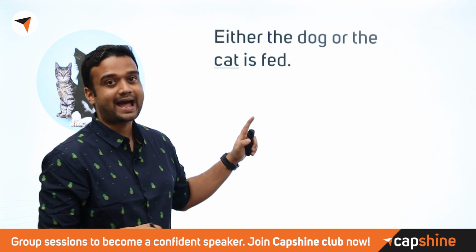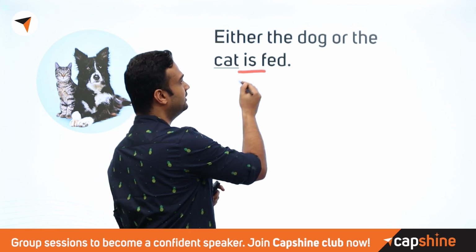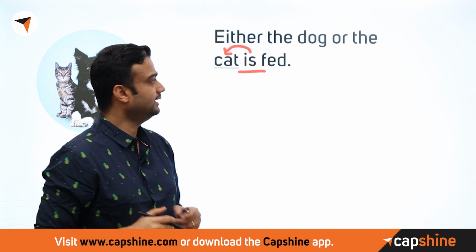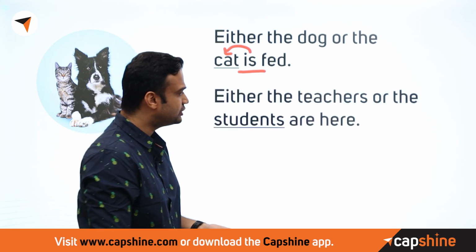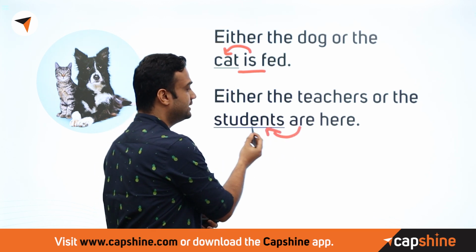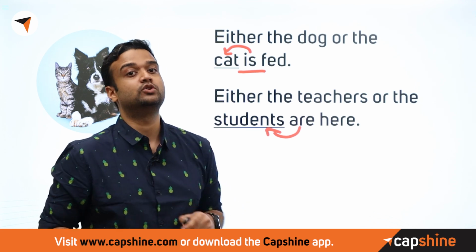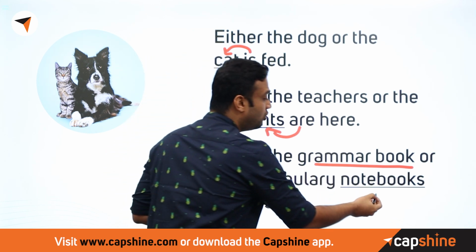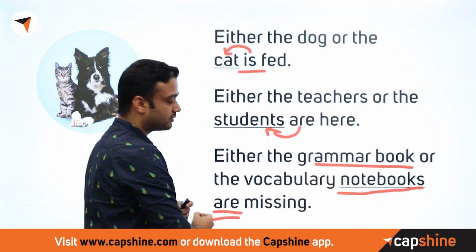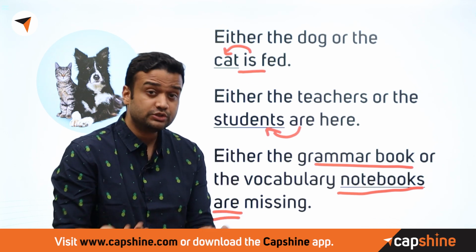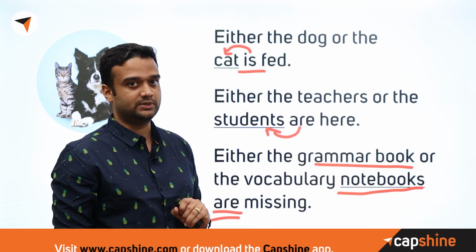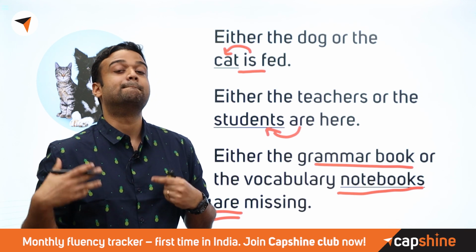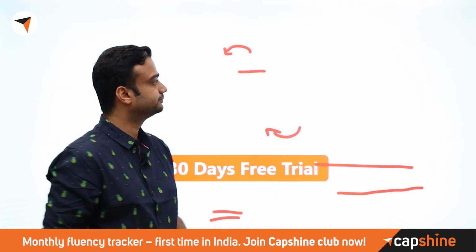Either the dog or the cat is fed. Notice how the verb is singular here. The verb's plurality depends on the last item or the word closest to the verb, right? Which is cat. Similarly, either the teachers or the students are here, right? So it depends on the last item. Students is plural, so I use are. And of course, another example, either the grammar book, which is singular, or the vocabulary notebooks, which is plural, are missing. Notice how the last item or the item closest to the verb defines what the plurality of the verb is, right? So either or, it talks about either this or that, and the verb that follows it must be dependent on the closest noun.